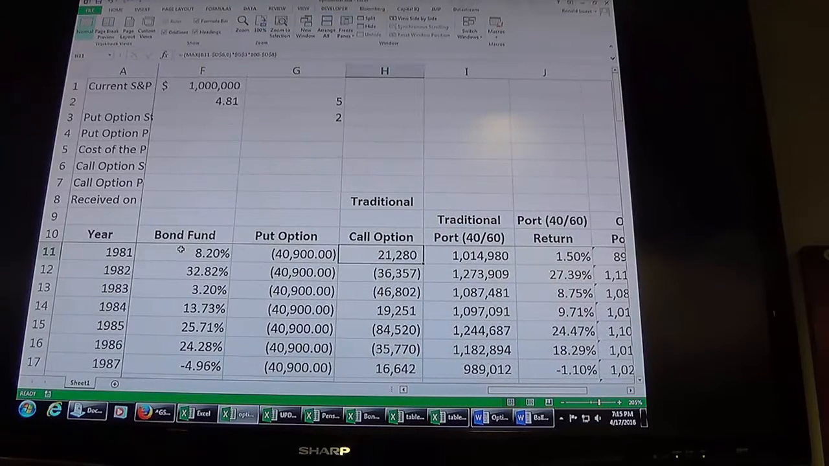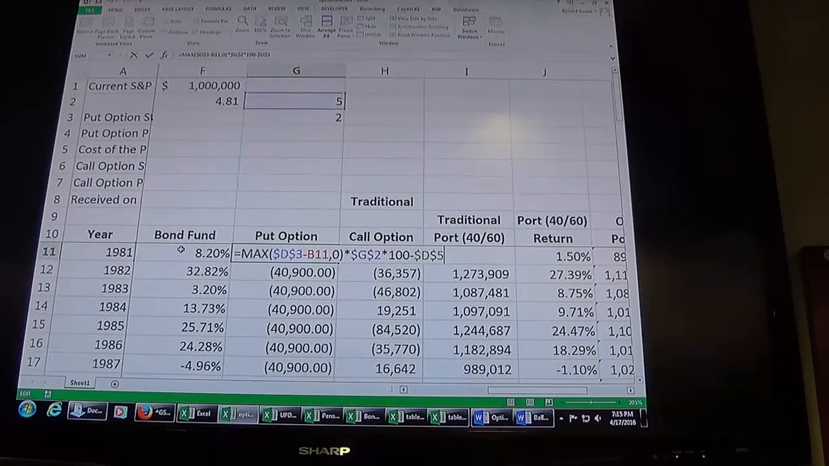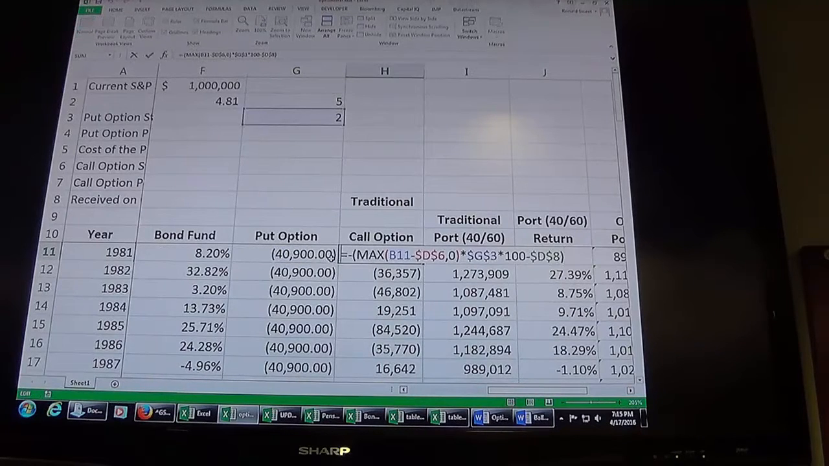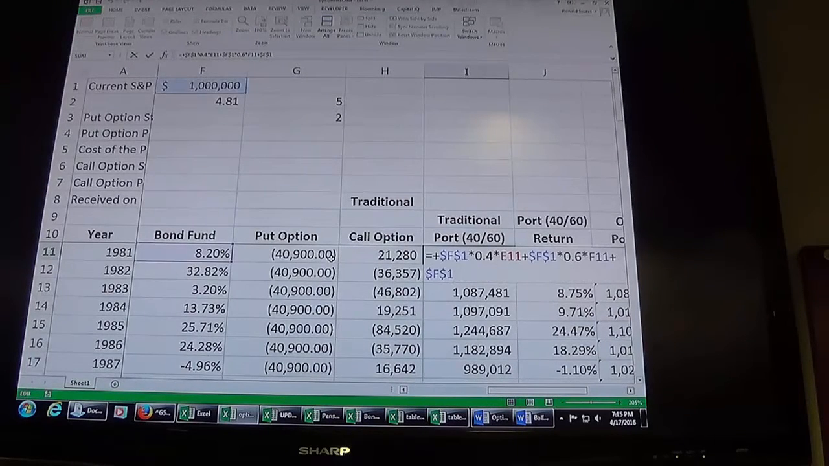The call options, the exact same thing. It's max, but here you do the actual market minus your strike, and 0, times the number of contracts times 100, minus this, but it's minus all of that. So this last one you're actually receiving. So it's the same formula as the puts, except you switch the strike and the actual price. And since you're selling the calls, you start with a minus sign. All right. So your traditional portfolio.